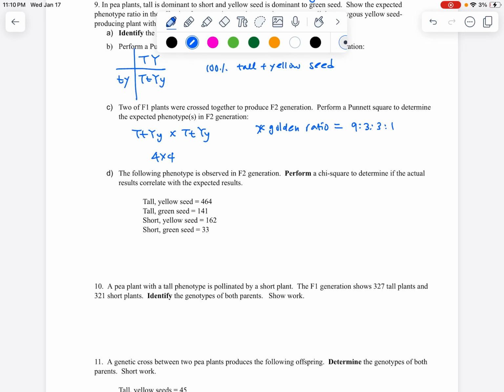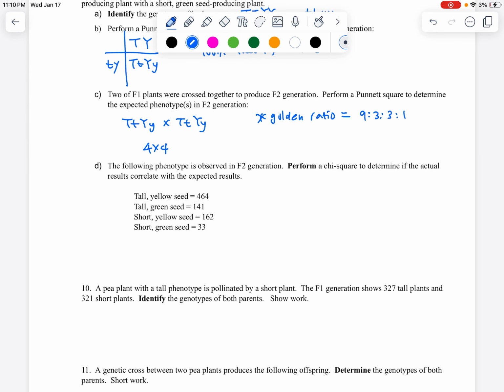Moving on to part D here. The following phenotype is observed in F2 generation. Perform a chi-square analysis to determine if the actual results correlate with the expected results. So these are our observed results, and now we're going to make a separate column for expected results. So what we first need to do is figure out the total number of offspring by adding up these 4 numbers. So I'm adding up these 4 numbers, and the total comes out to be 800.